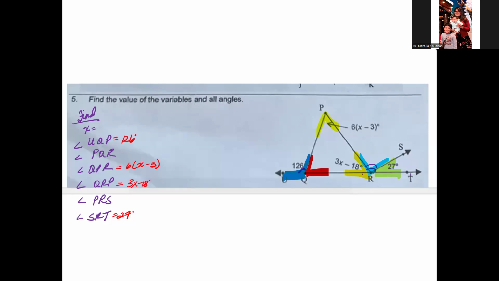What is your strategy? They obviously give you a hint. My suggestion is find the one with a straight line. Which one has a straight line that you can subtract it from 180? Do you see two angles that form a straight line?